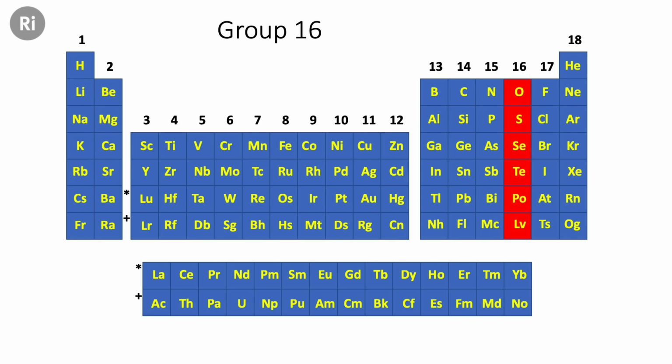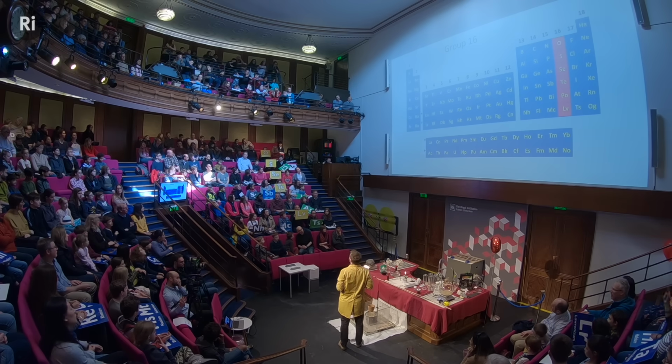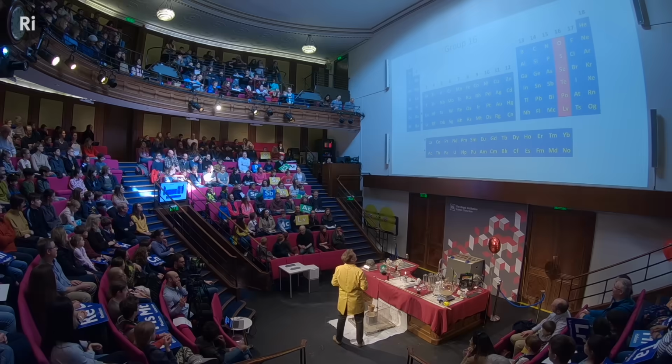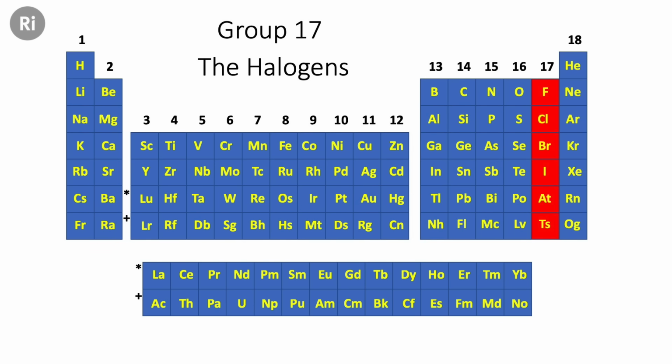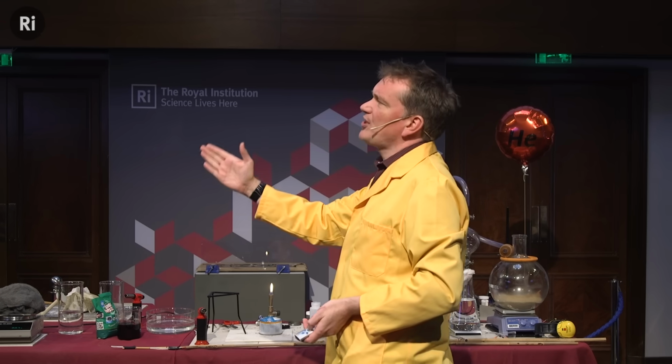16, the nice yellow ones, very good. 6 electrons in the outermost shell. Sulfur's a little bit the wrong way up, but it doesn't matter because it works either way. And then we have group 17. I like these ones. These are the so-called halogens. We'll come back to those in a moment. And then right on the end, the final ones here, we have group 18, the so-called noble gases. We'll come to those in a moment as well.